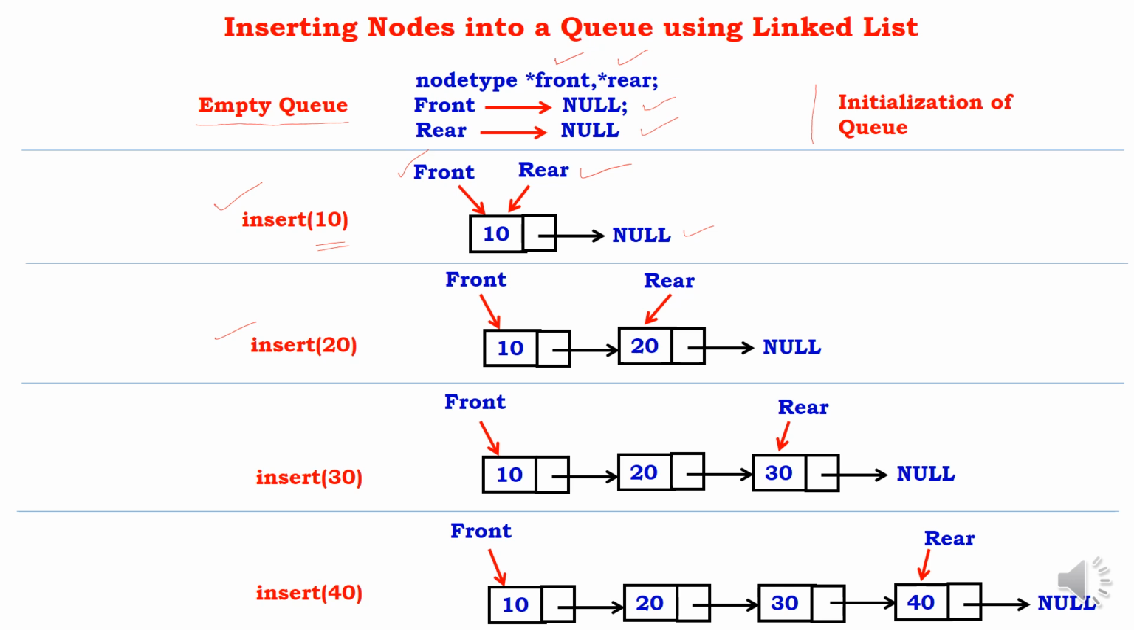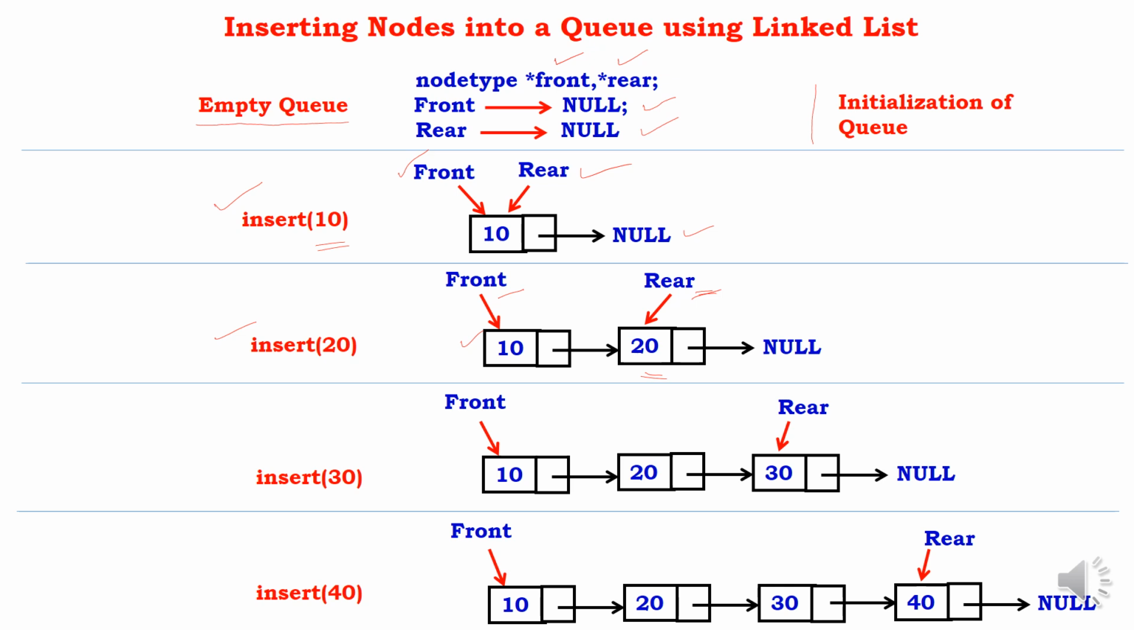See here, first node is 10. Second node, the new node is inserted at the end and that becomes rear. Now, linked list contains two nodes. First node is pointed by front, second node is pointed by rear. Last node, that new node.